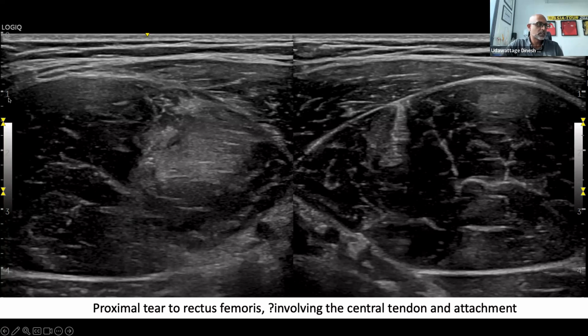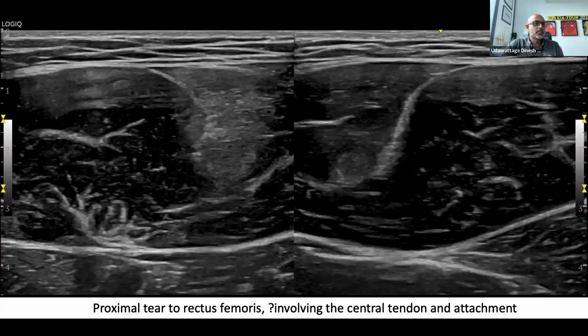So just to orientate you, this is the fascial planes of the rectus femoris. We're looking at it in a short axis orientation, and if you compare it from the uninjured side, the left side, to the right, you can see this hyperechogenic change in the rectus femoris muscle, and it's sitting around that central tendon area. As you move distally, you can see that it follows that central tendon area as well.